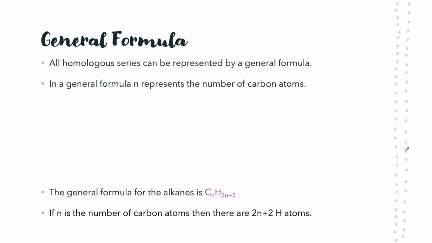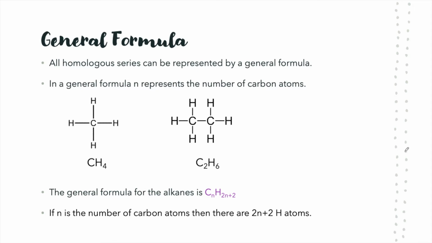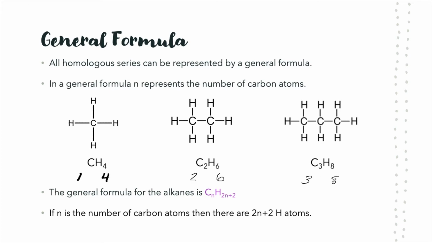And if we know the number of carbon atoms, then we can work out the number of hydrogen using the formula. So let's look at methane, ethane, and propane. Now, methane has 1 carbon and 4 hydrogens. Ethane has 2 carbons and 6 hydrogens. Propane has 3 carbons and 8 hydrogens.